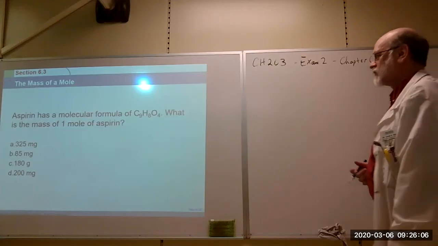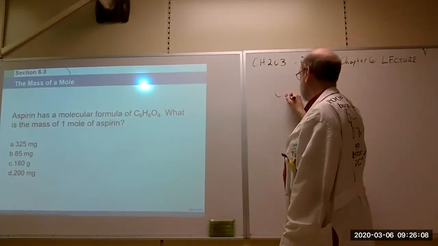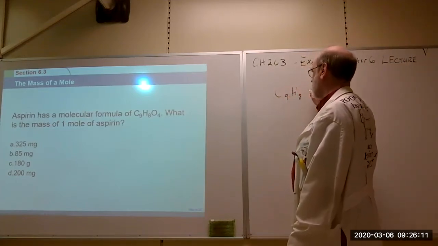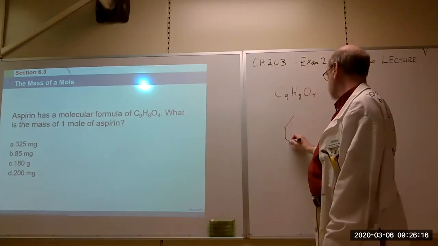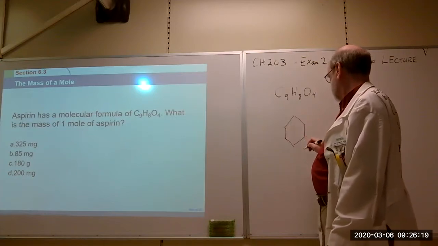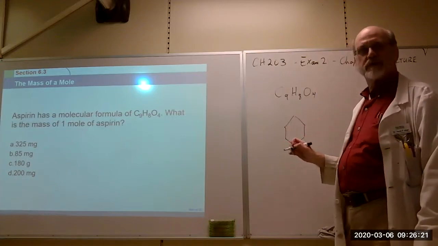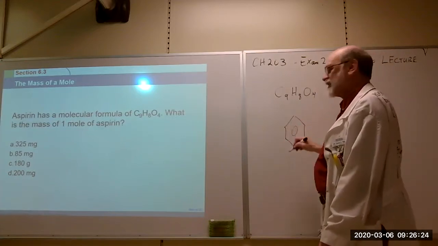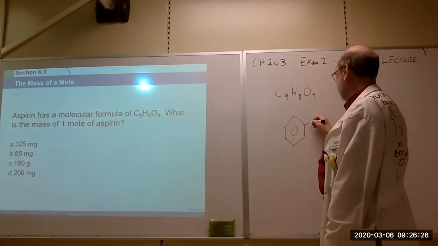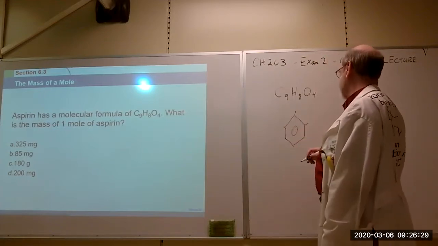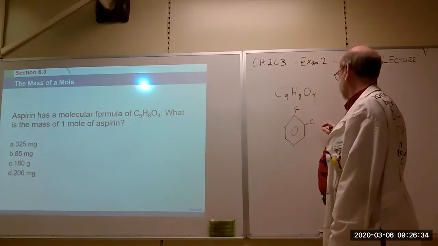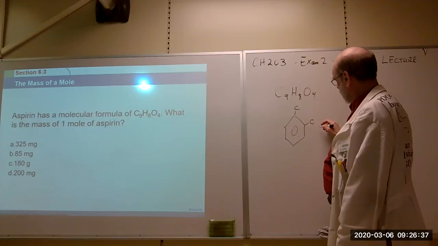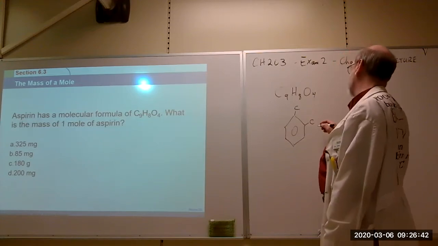Okay, aspirin has a molecular formula like this: C9H8O4. Let's see, you want to know what the molecule looks like when you swallow it? It's a benzene ring, and then that's 6, we need 3 more carbons. I think there's 1 there and 1 there. And then there's acetyl salicylic acid. Salicylic acid.